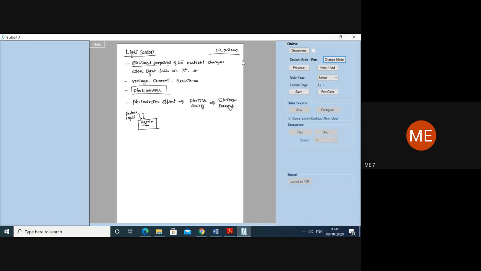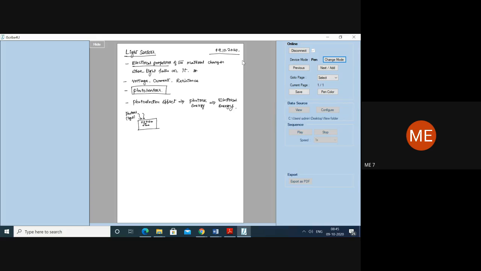Now this is the basic principle of what is called the photoelectric effect. Therefore, light sensors are nothing but what? Light sensors are the sensors which sense the presence of light. They are also called photo sensors. The output is some electrical property of the material, which changes when light falls on it. Those electrical properties may be a change in the voltage, change in the current, or change in the resistance.